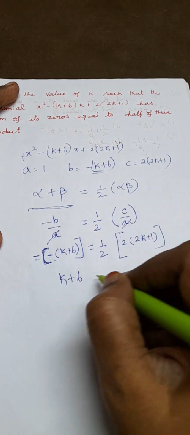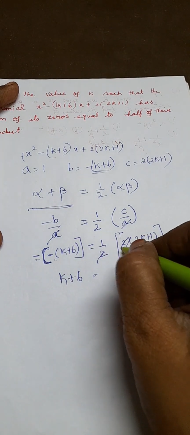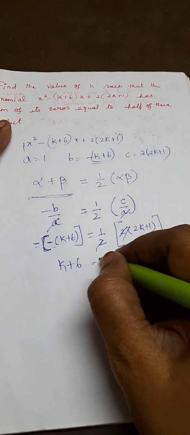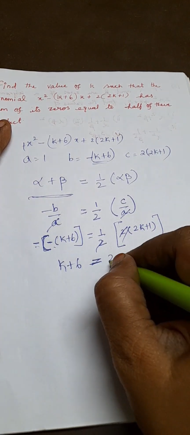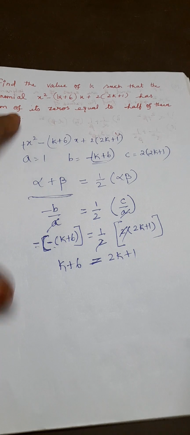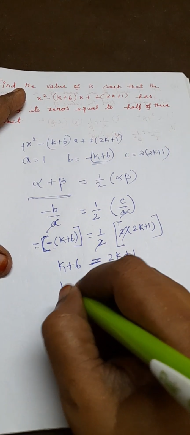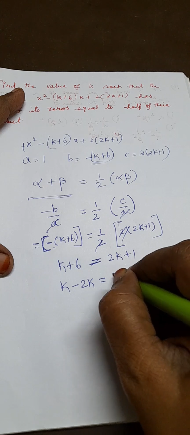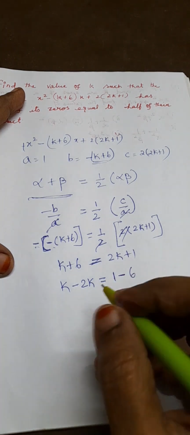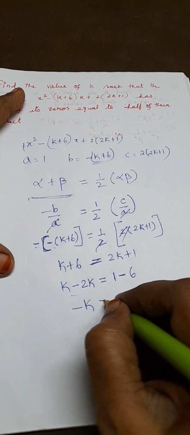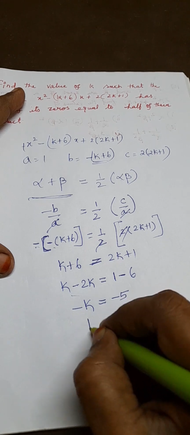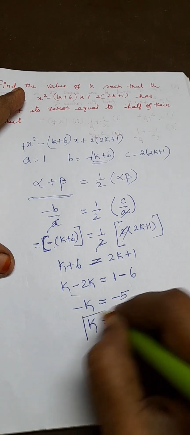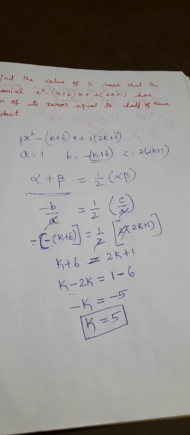So k plus 6, this 2 and this 2 will get cancelled, right? So what will I get? k plus 6 equal to 2k plus 1, right? Correct? So this 2k, if it comes to that side, minus 2k equal to 1 minus 6. Minus k equal to minus 5. So k equal to 5 is the answer. Is it clear? Shall we go to the next problem?